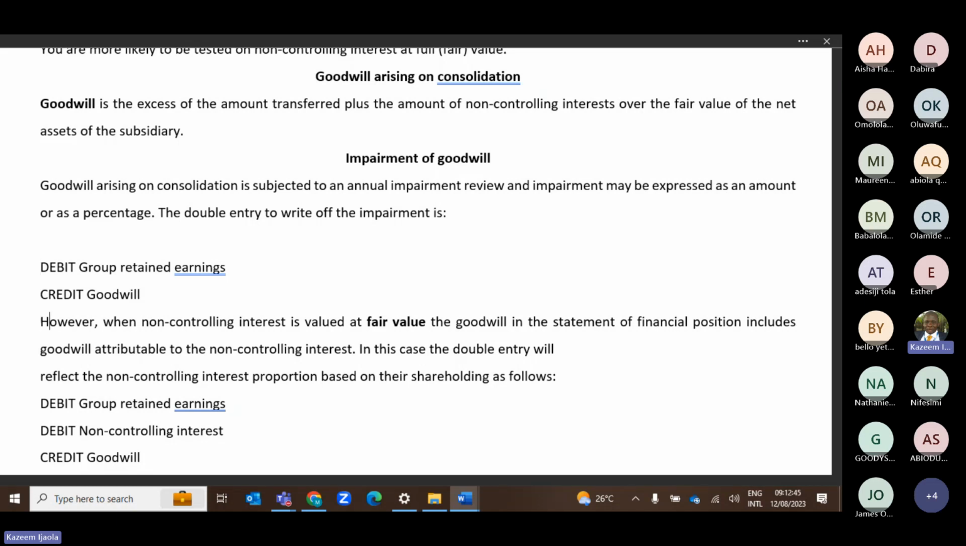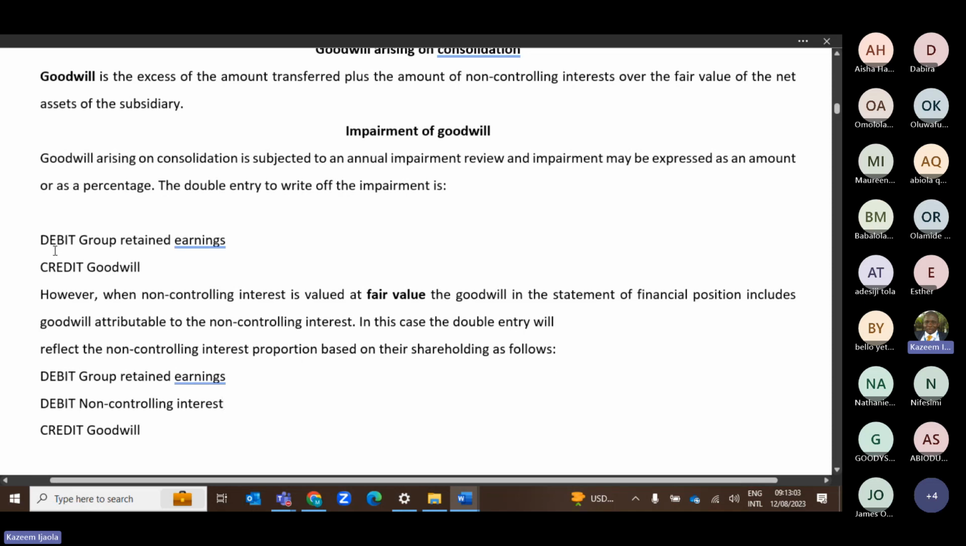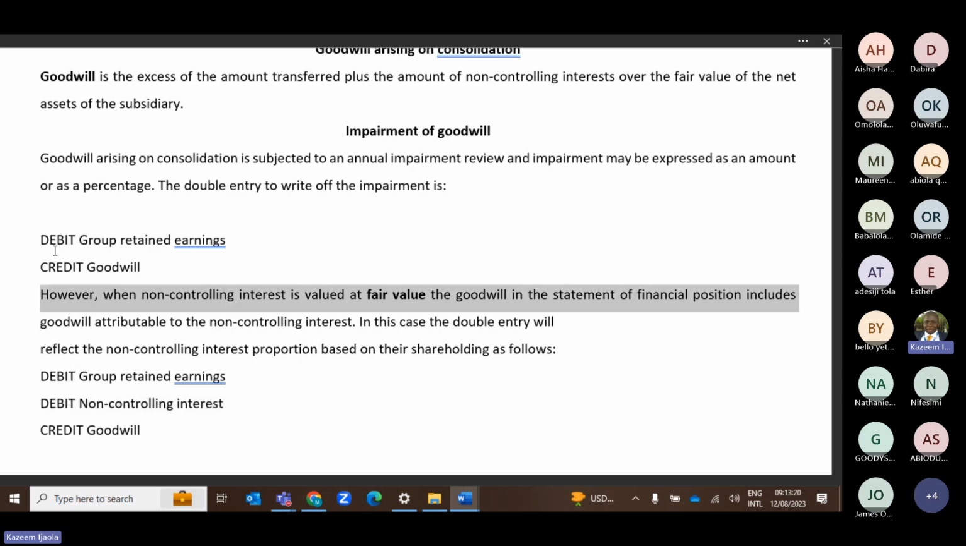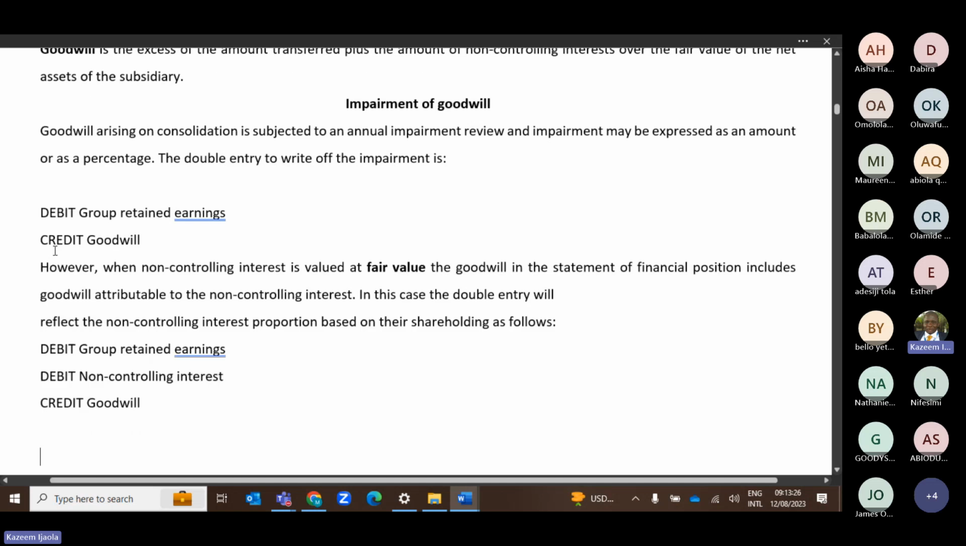However, please take note of this. I mentioned it three times because I know students mix it up a lot. If your NCI is valued at fair value or full goodwill method, then the impairment must be borne by both the group and NCI. That means you have to prorate your impairment into your reserve and NCI based on the percentage of shareholding. If it is 80%, 80% goes to reserve and 20% goes to NCI. Then you credit your goodwill. Please take note of this principle. It's very important. I will remind you when we are solving questions next week in class.